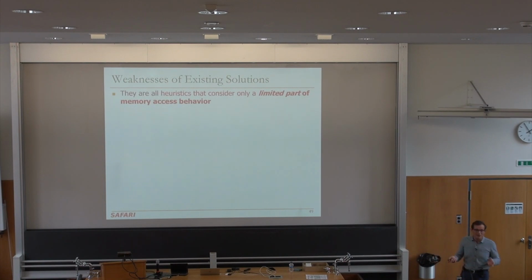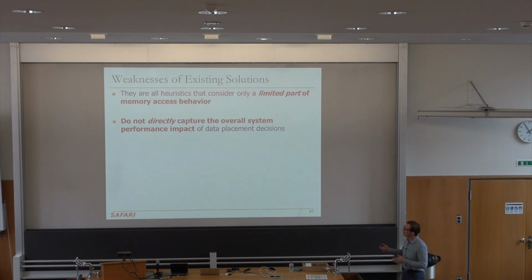So we wanted to actually have a model that's much better, more comprehensive. And I'll give you some ideas related to this. I think there's more work to be done in this case. Basically, these heuristics consider a limited part of memory access behavior. They do not directly capture overall system performance impact of data placement decisions. Ideally, you have some number of decisions to make, and each decision has some performance impact, and you would like to predict that performance impact early on.